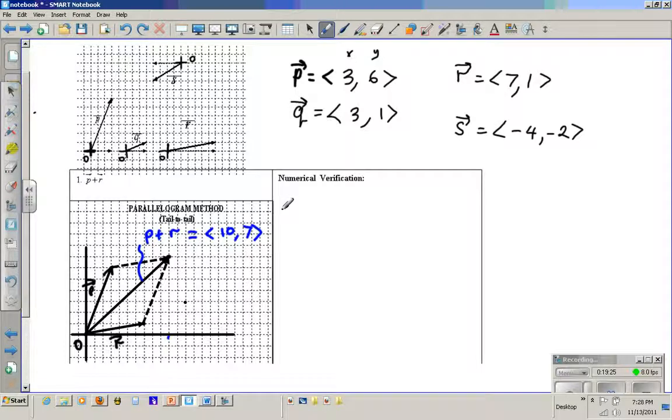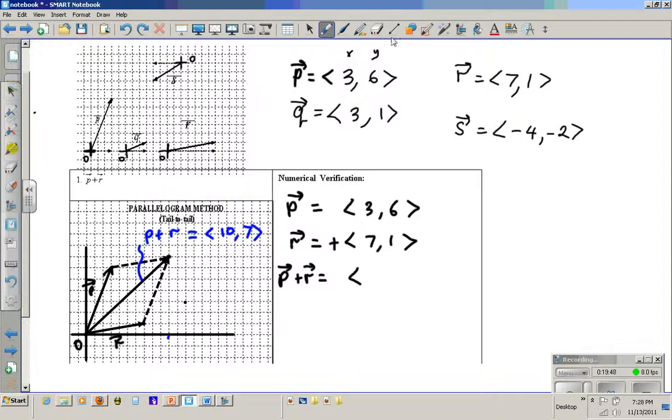So we're going to do vector P plus R, right? Vector P is 3, 6. Vector R is 7, 1. So we need P plus R. So how do we compute that? We just add, right? You just simply add these two vectors. So when you add them, you just add downwards, and you're going to get 10, comma 7. Is that what we have here? Yes. So our answer checks out.